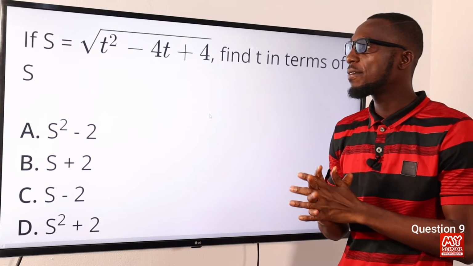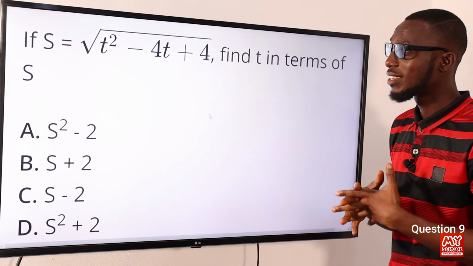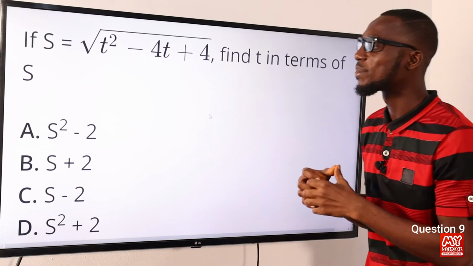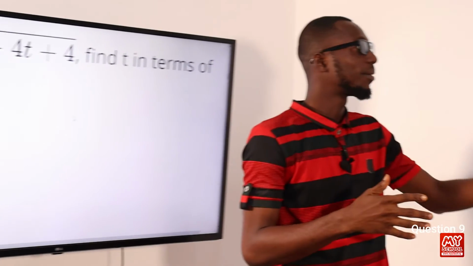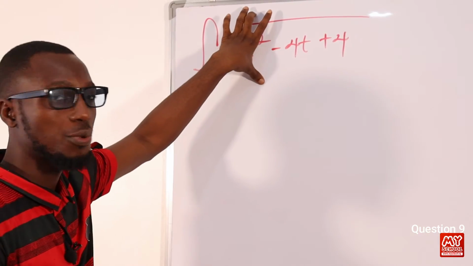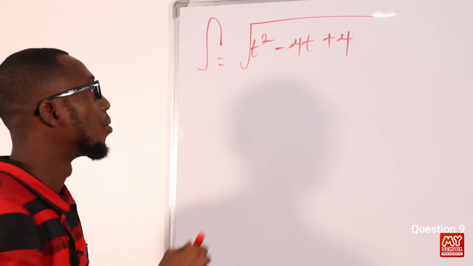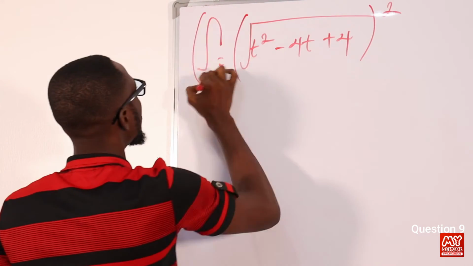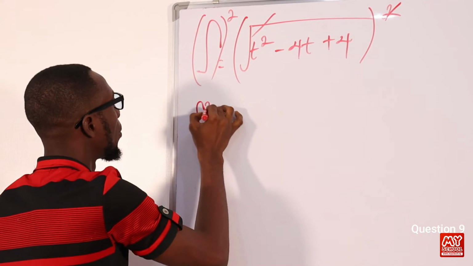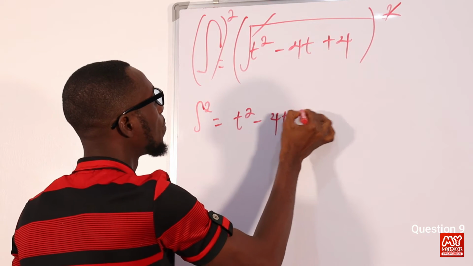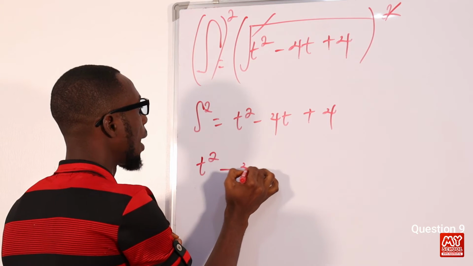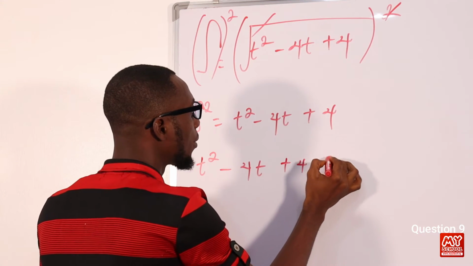Question 9. If S equals the square root of t squared minus 4t plus 4, we're asked to find t in terms of S. So I just have to replicate the question first on the board. Then we have this. To eliminate the square root, what do we do? We square both sides. Squaring cancels the square root, so we have S squared equals t squared minus 4t plus 4. If you bring S in, we'll have t squared minus 4t plus 4 minus S squared.